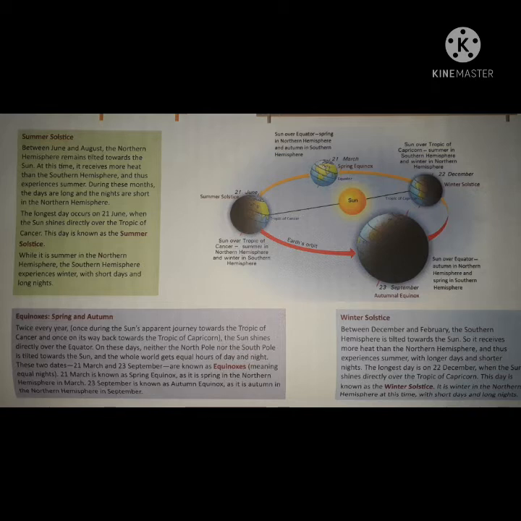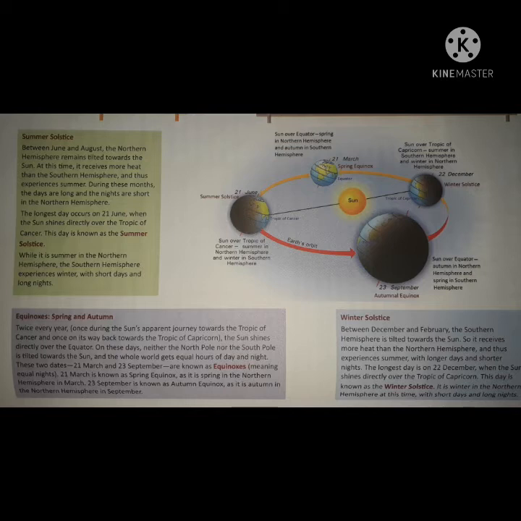Between June and August, the northern hemisphere remains tilted towards the sun, and at this time it receives more heat than the southern hemisphere. Thus it experiences summer, and during these months days are longer and nights are short. The longest day occurs on 21st June when the sun shines directly over the Tropic of Cancer, which is known as summer solstice. While it is summer in the northern hemisphere, the southern hemisphere experiences winter, with short days and long nights, the opposite.